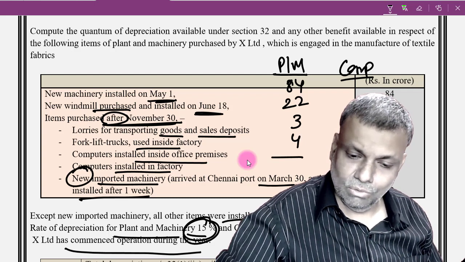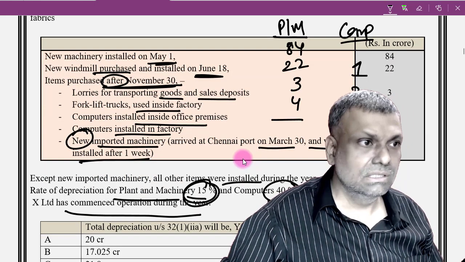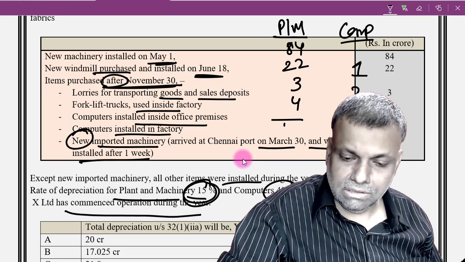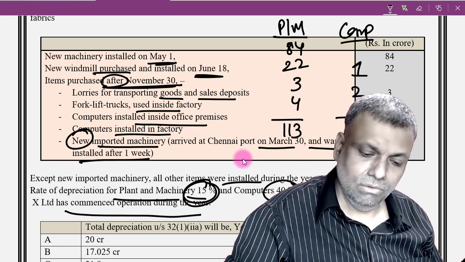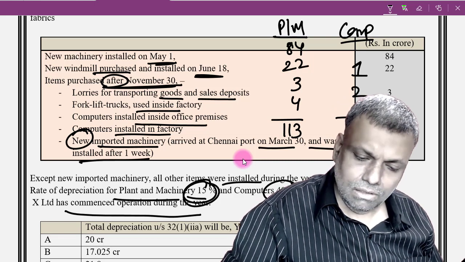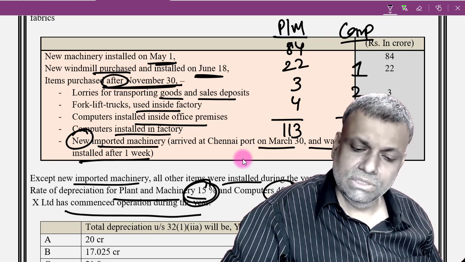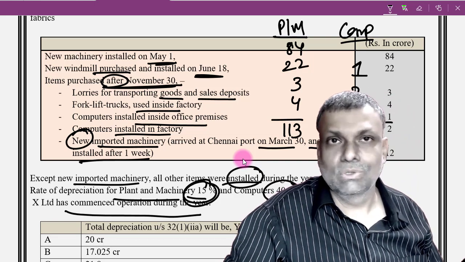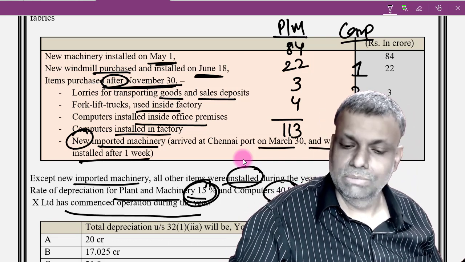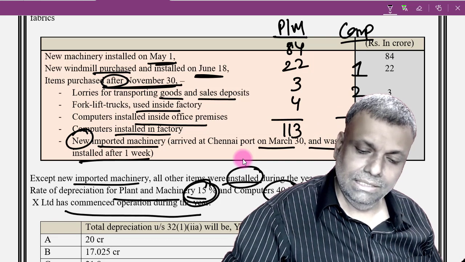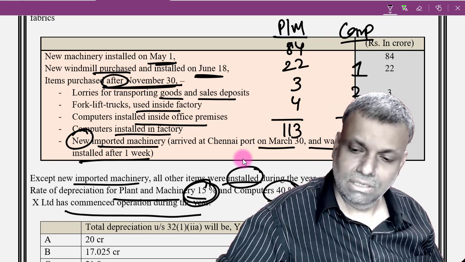I think no assets have been sold during the year. And just start taking the total. So this is 113 and this is 3. Now except for new imported machinery, all other items are installed. That means all other items are used for the purpose of business and profession, and it has already commenced the operation in the current year.